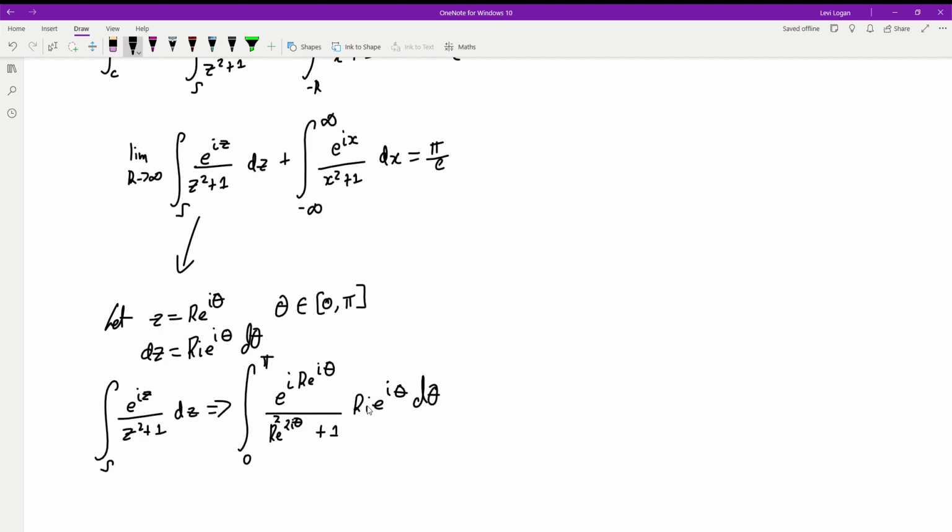Nope. But we can take this I out the front door, and we can also take the r and I out the front straight away. So we can have this integral, r I times the integral from 0 to pi of e to the I r e to the I theta. And then what do we have left? E to the I theta here. These are multiplying over r squared e to the 2I theta plus 1 d theta.